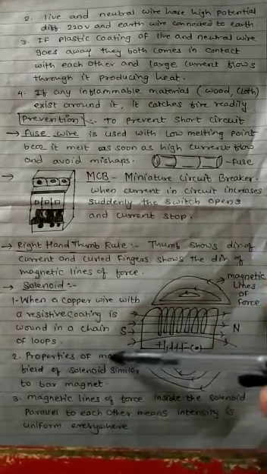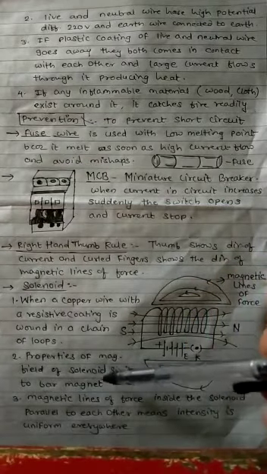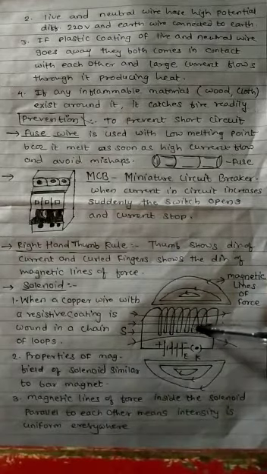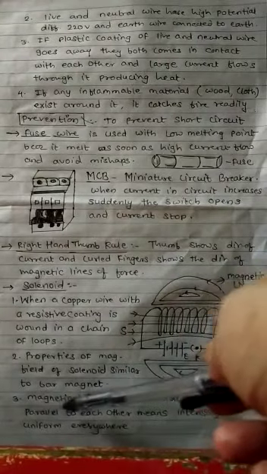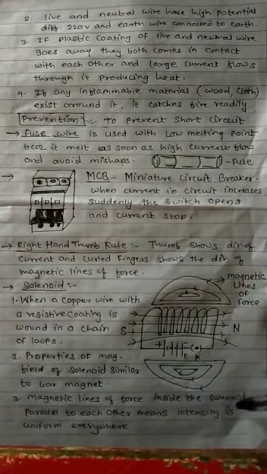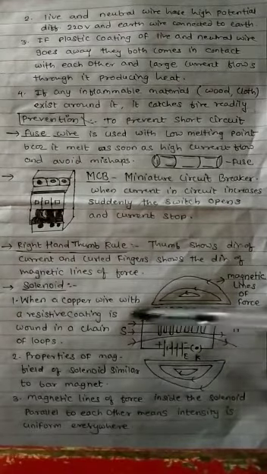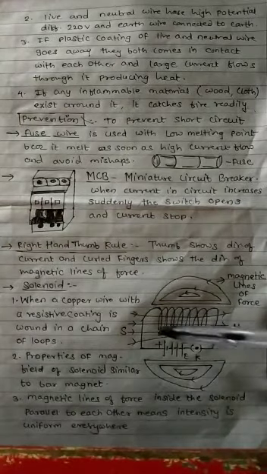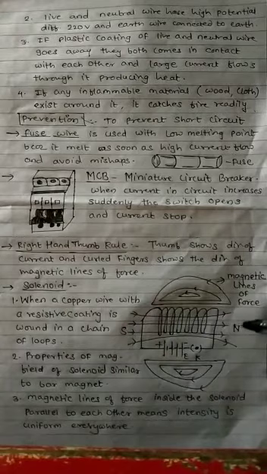Second point, properties of the magnetic field of a solenoid are similar to the bar magnet. Bar magnet, you already know, is a flat magnet with N and S pole. So the properties of this solenoid and bar magnet are similar. And the third point is magnetic lines of force inside the solenoid. See here, these lines, these arrows are shown here. These are nothing but the magnetic lines of force or magnetic field which are passing from S to N, that is south pole to north pole. And these are parallel to each other.